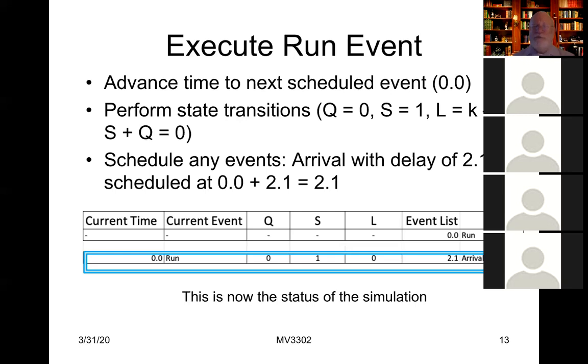And so after this first iteration, this is the status of the simulation. It has just completed the run event. Its current time is 0. The values of its states are Q is 0, S is 1, and L is 0. And the event list consists of a single event, the arrival event, scheduled at time 2.1. That's the status of the simulation. Everything prior to that is basically gone. That's important to understand when we're doing it by hand. On the computer, it will kind of enforce that. Okay, so we're now finished with one iteration.